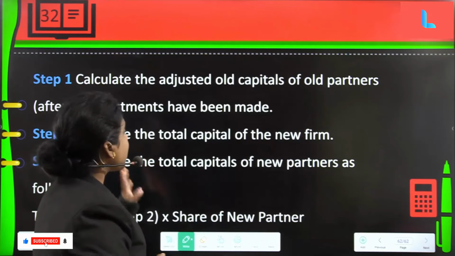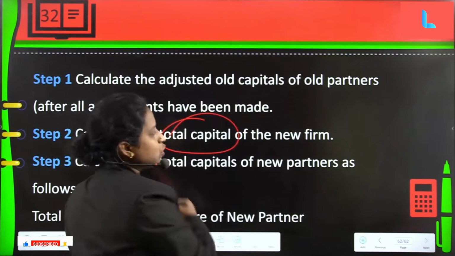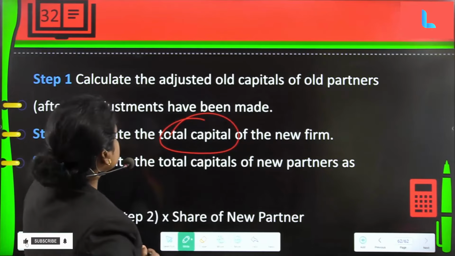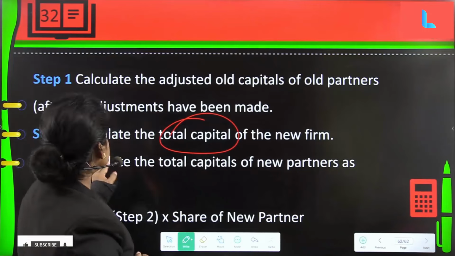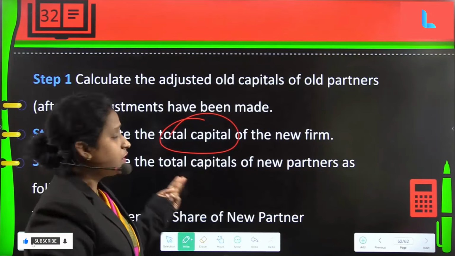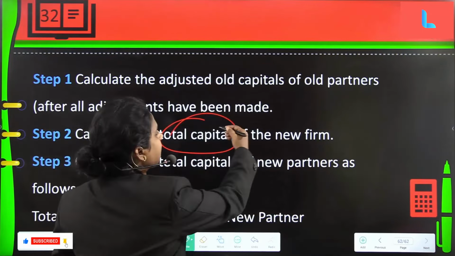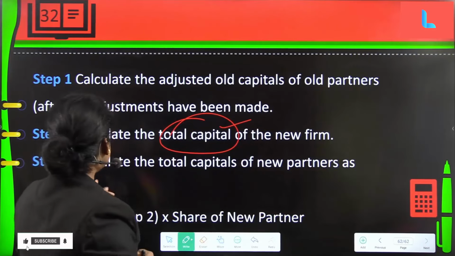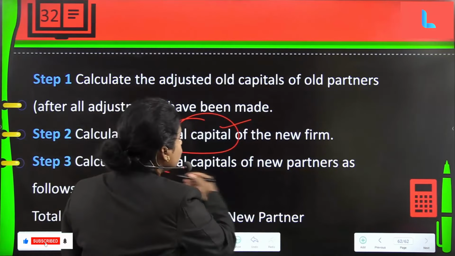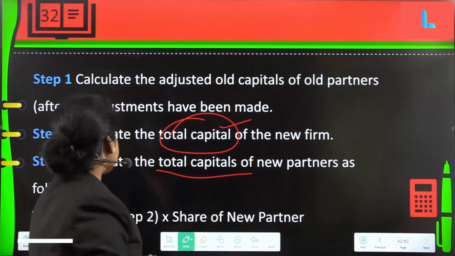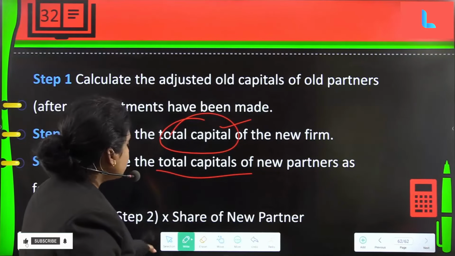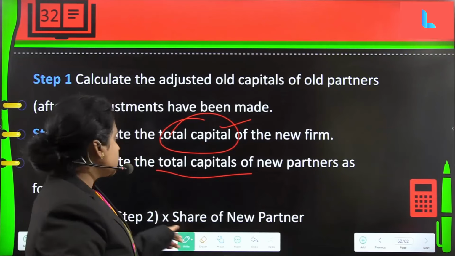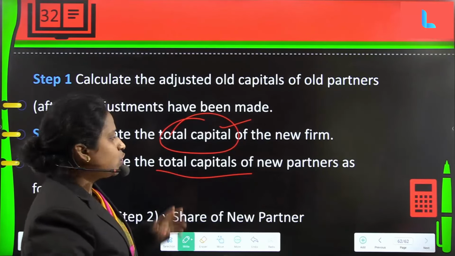The second step is to calculate the total capital of the new firm. The first step is to find the adjusted capital of the old partners. The second step is to calculate the total capital of the new firm. And the third step is to calculate the capital of the new partner as follows: step 2 into share of the new partner. So this will give you the calculation of the capital of the new partner.